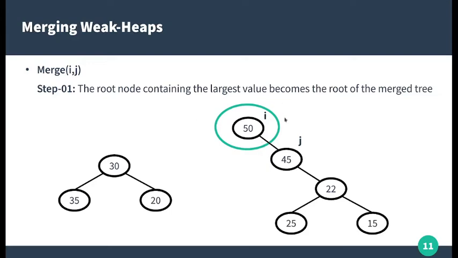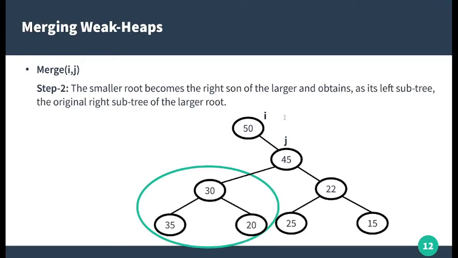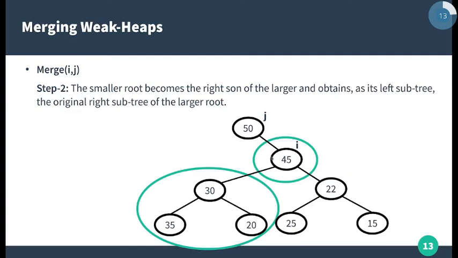So this has become the root, and the second step is that the smaller root, that is the root with 45, becomes the right son of the larger. The smaller tree becomes the right son of the larger, and the original right son becomes the left subtree of the tree with the smaller root. This is the tree with the smaller root, and its left subtree is the original one's right subtree. So this is the merged weak heap tree, and it holds all the three rules.